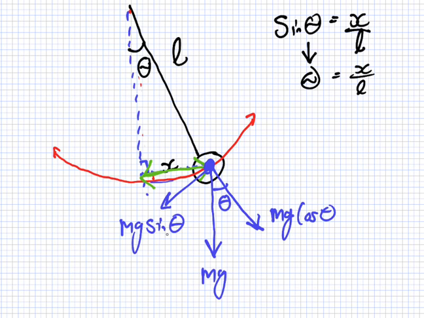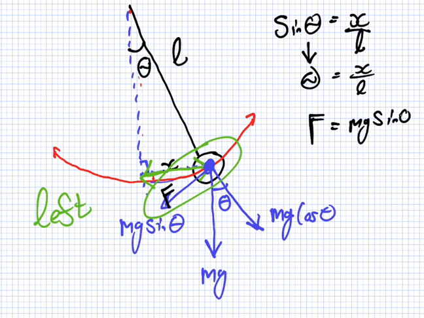You got that? Now, do you see this force here is making it go to the left? That's the force that's making it go like simple harmonic motion. So let's have a look at this force in more detail. This force here I care about. F equals mg sine theta, which is roughly the same as mg theta, which is roughly the same as mg x over L.